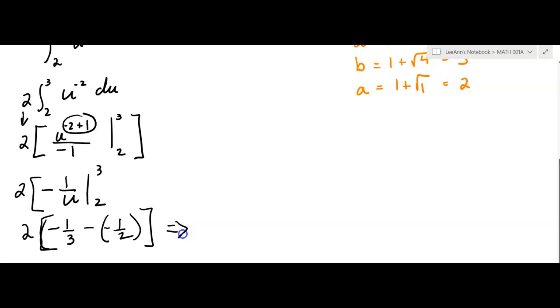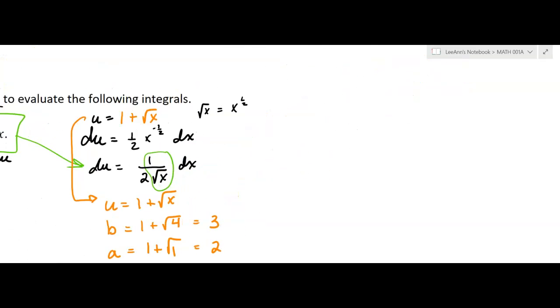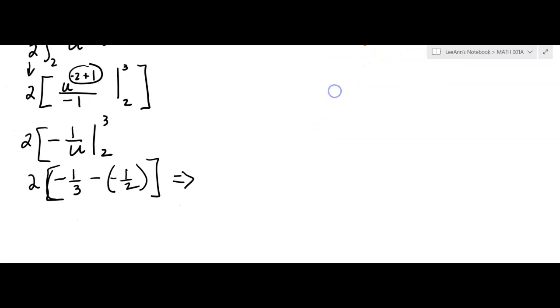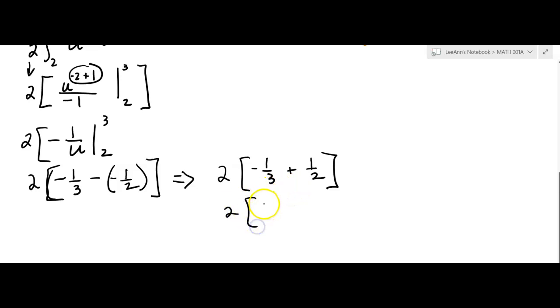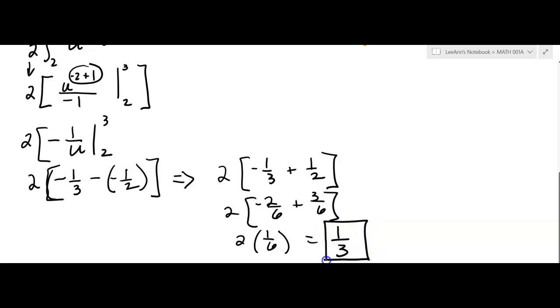Okay, so what do we get from there? Oh shoot, sorry about that. Okay, 2 times negative 1/3 plus 1/2, it's been a while since I've done videos. So let's get a common denominator. That's going to be negative 2/6 plus 3/6, which is going to be 2 times 1/6, which is going to be, drum roll, 1/3. Remember, this is a definite integral, so we're getting a value there, so 1/3.